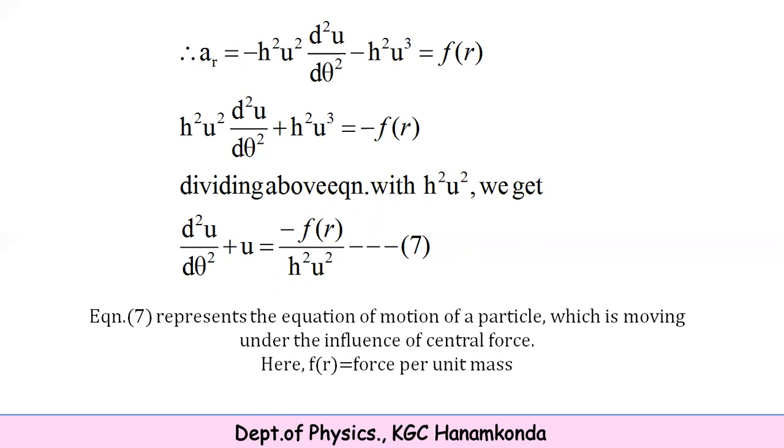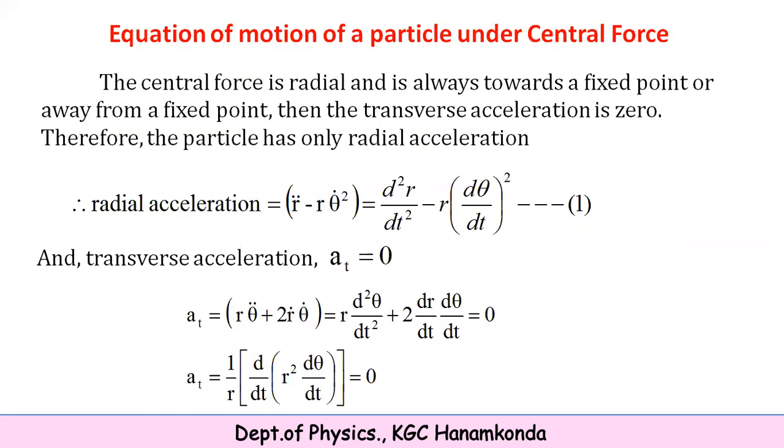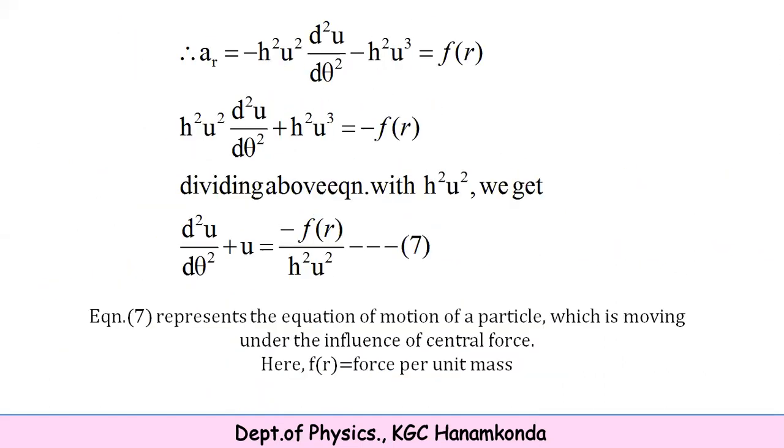In that radial acceleration, we have two quantities, that is d square r by dt square minus r into d theta by dt whole square. That is why we calculate d square r by dt square and d theta by dt, and substituting in equation 1, we got the final expression: d square u by d theta square plus u equals minus f of r divided by h square u square. Say this is equation 7.